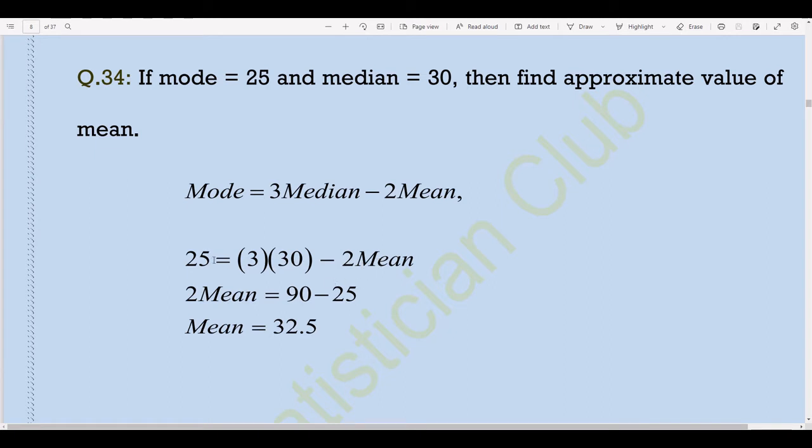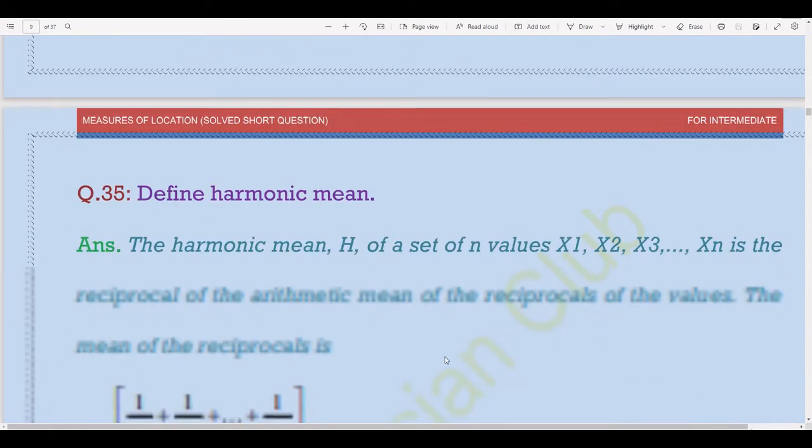So change their sides. When this term goes to the left side, it will be plus, and when this term goes to the right side, it will be minus. As you know, when we change the side of a digit, its sign changes: plus converts into minus and minus converts into plus. Same thing happens here. 2 mean is equal to 90 minus 25. Now we are left with 65. 65 divided by 2, answer is 32.5. So your mean is equal to 32.5.